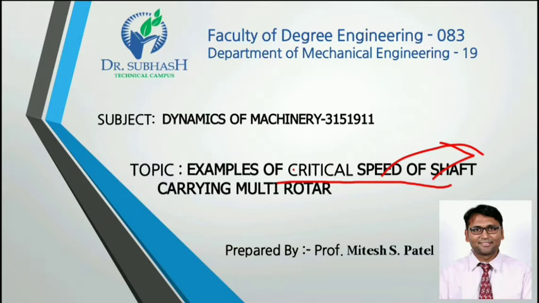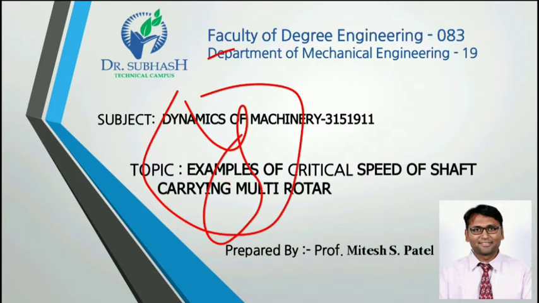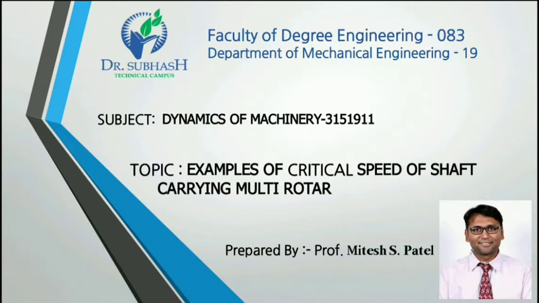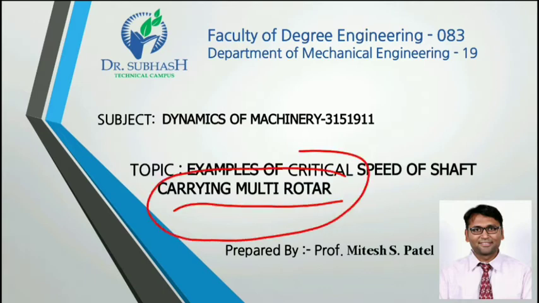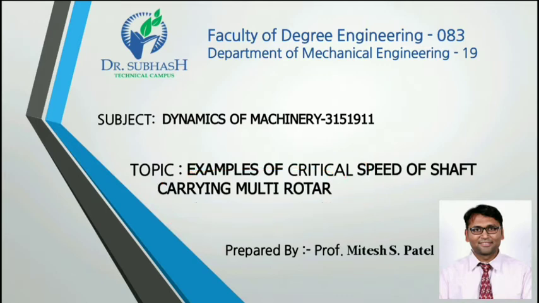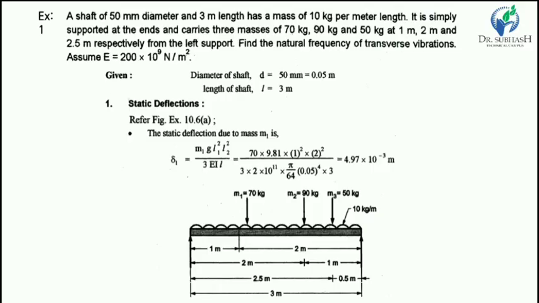Here we have to find the critical speed of the shaft, or the amplitude of the shaft when it rotates, with multiple rotors mounted onto the shaft, that is, when the shaft is carrying multiple rotors. So let's start solving the example. First, the data is given.